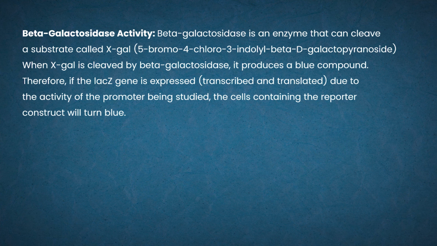Therefore, if the LacZ gene is expressed, that means it is transcribed and translated due to the activity of the promoter being studied, the cells containing the reporter gene will turn blue. The colonies of the E. coli, or whatever bacteria or cell that you are using, will appear blue colored. That is why it is used as a reporter gene, because the colonies turn blue and you can easily recognize whether the promoter region is expressing or not.